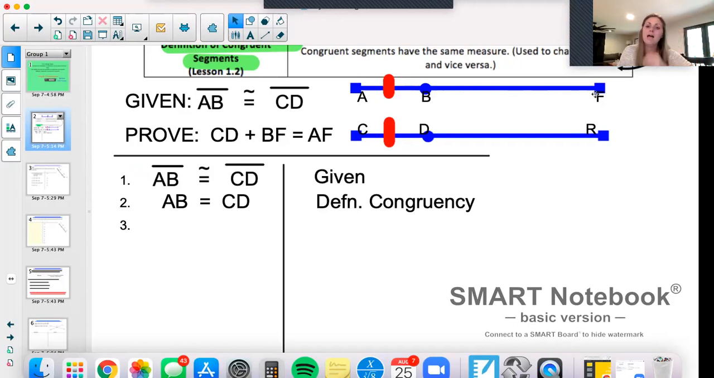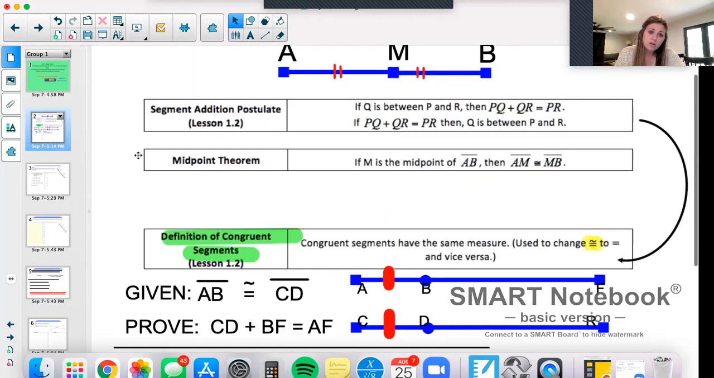What rule allows us to add the measures of segments? Because we have to do that. Our proof statement is adding the measures of segments. So we have to do that at some point. We've kind of run into a dead end at this point. We can't do anything else with this statement except hold on to it in case we need it again. So what other things have we learned that allow us to add the measures of segments? Right here, the segment addition postulate.